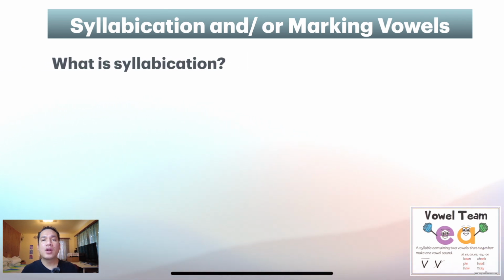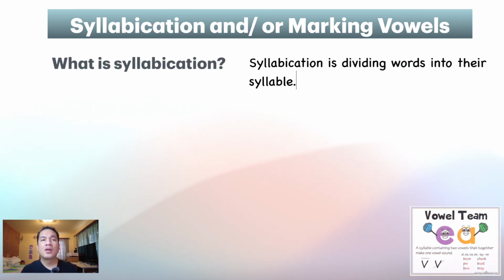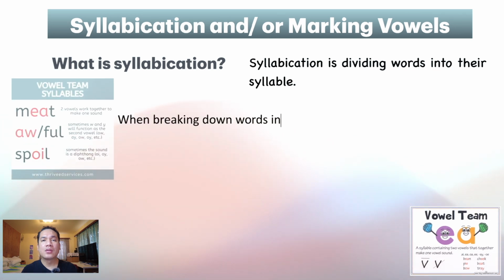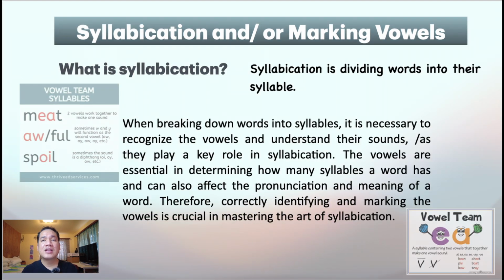Syllabication and/or marking vowels. What is syllabication? According to study.com, syllabication is dividing words into their syllables. When breaking down words into syllables, it is necessary to recognize the vowels and understand their sounds, as they play a key role in syllabication. The vowels are essential in determining how many syllables a word has, and can also affect the pronunciation and meaning of a word. Therefore, correctly identifying and marking the vowels is crucial in mastering the art of syllabication.